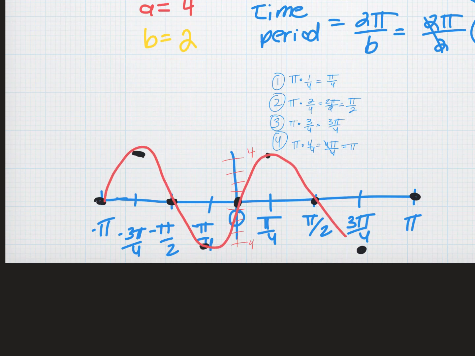This is what you guys need to do on your WebAssign. All you're doing is picking the correct graph on WebAssign itself. I need to see that work.